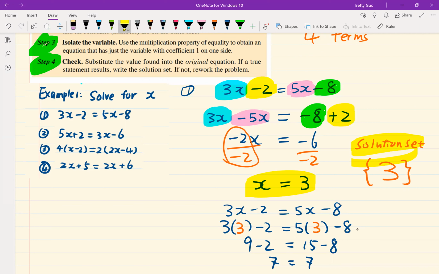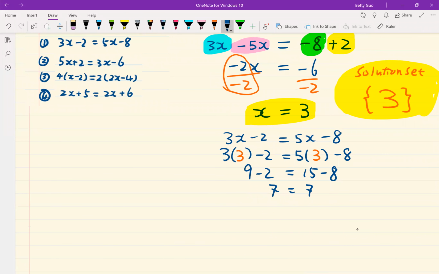If you have a multiple choice question, or if you are required to find a solution set for an equation in a test, then you have to know what a solution set looks like. We use braces for the set and put the solution inside the braces. Okay, so that's number 1. Number 2, we have 5x plus 2 equals 3x minus 6.